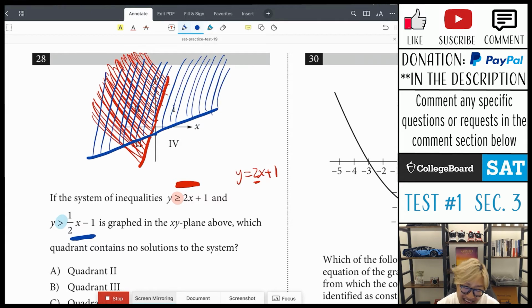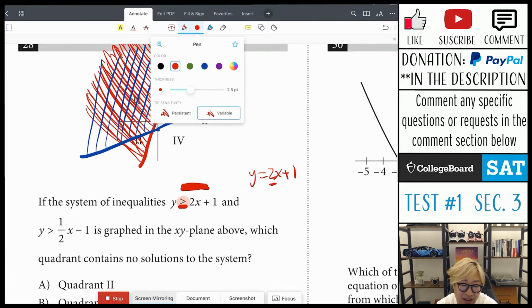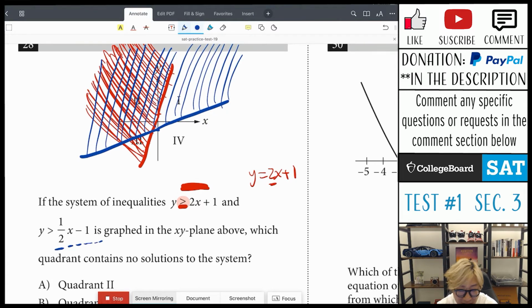Now, I know some people are going to be like, technically that's greater than or equal to, so that's going to be a solid line. And then this one, there's no equal to, so it better be a dotted line. Now, I know, but SAT doesn't really go that far in depth, so who cares? Don't worry about it. It's cool. If you guys just draw like this, it's okay.